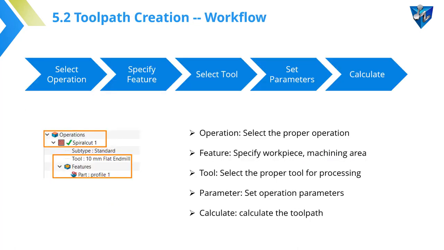And then the second step is to create the toolpath. So the workflow is very clear. First we need to select a proper operation. Then we specify the feature. And in the third, we will select a proper tool. After that, we set the parameters for the operation. And in the final, we will calculate the toolpath.